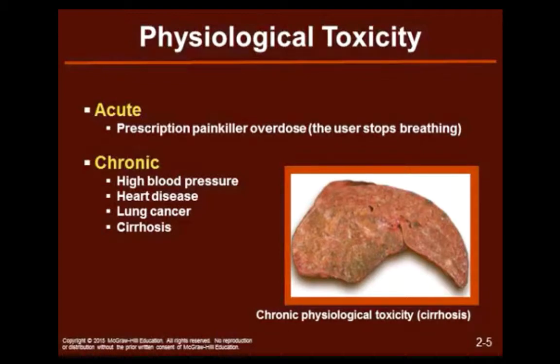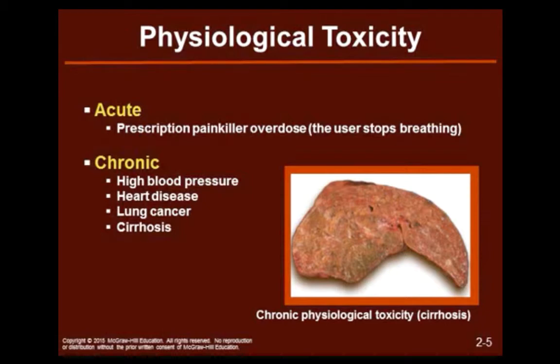And here in the image we have the effects of chronic exposure to alcohol in a liver. This is cirrhosis, chronic physiological toxicity from consuming alcohol. These might include other effects like high blood pressure, heart disease, lung cancer from smoking cigarettes. So these physiological toxicities can be either acute or chronic, but they are directly related to the physical consumption of the substance.